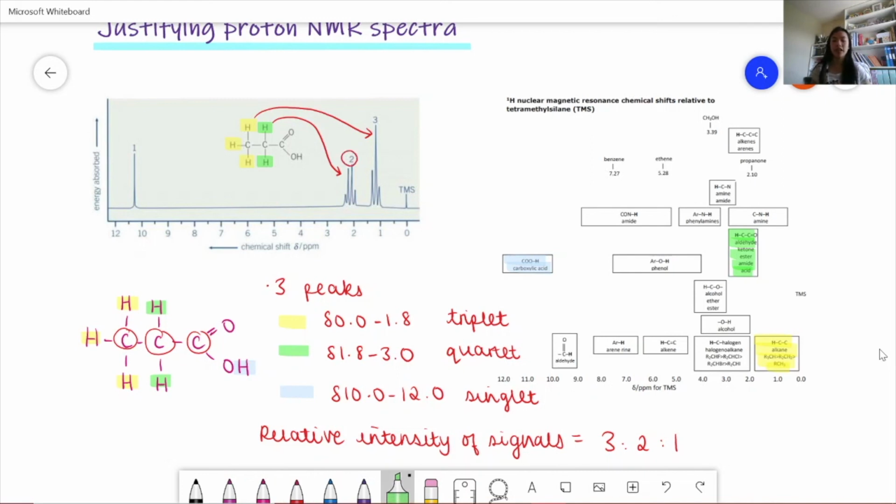And then finally, looking at the last hydrogen, we should have a singlet peak at around 10 to 12 ppm, and the relative intensity should be 1. And that's exactly what we have here. And so this peak must be the one which represents this hydrogen. So we've now justified why this spectra is the way it is.